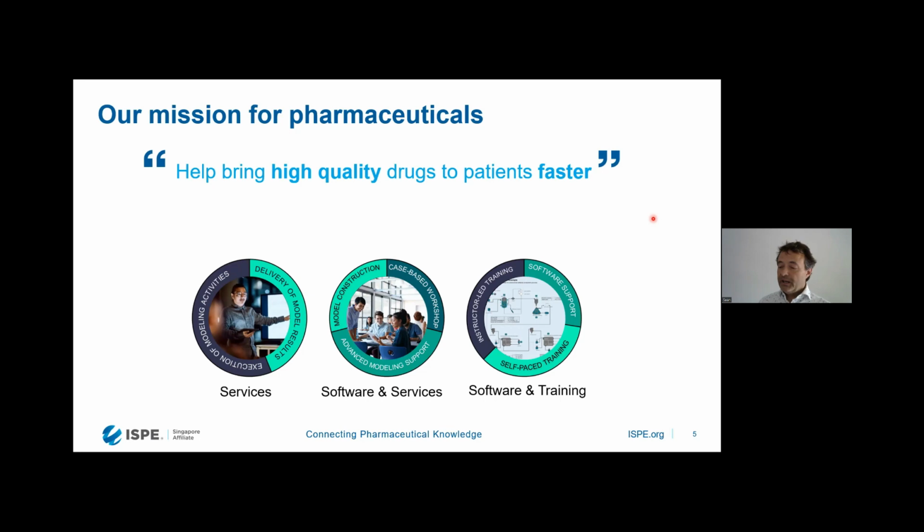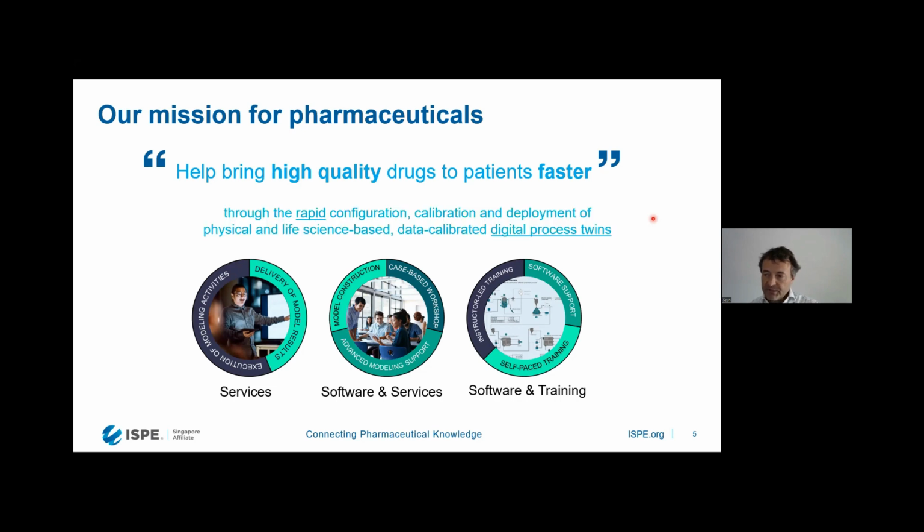So the mission that we have within our organization is to help bring high quality drugs to patients faster, which I think everyone agrees is a good thing to aim for. And we do this through combinations of providing software that certain companies use, as well as associated services.